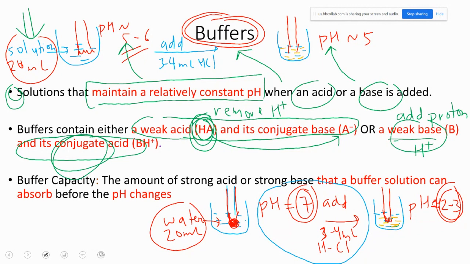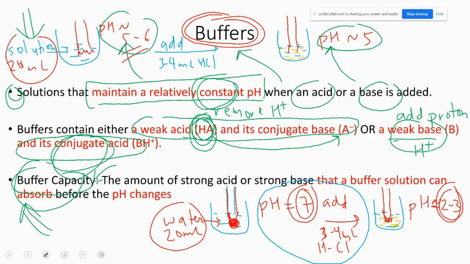All right, so basically we give a term for buffer capacity, right? I gave you an example here about 5 to 6 staying around 5, but after a certain point the solution can only hold so much, right? For a constant pH, when you add too much HCl, the pH will start changing drastically, and that amount the buffer can absorb before the pH changes is called its buffer capacity, right? So if the buffer is good, it has a very high buffer capacity. It doesn't matter how much HCl you add, at least up to a certain point, the pH does not change as much.